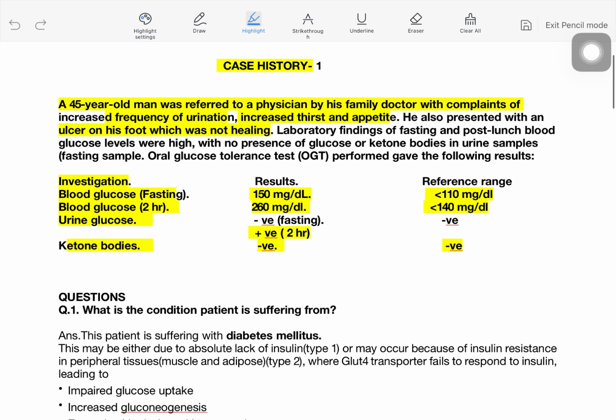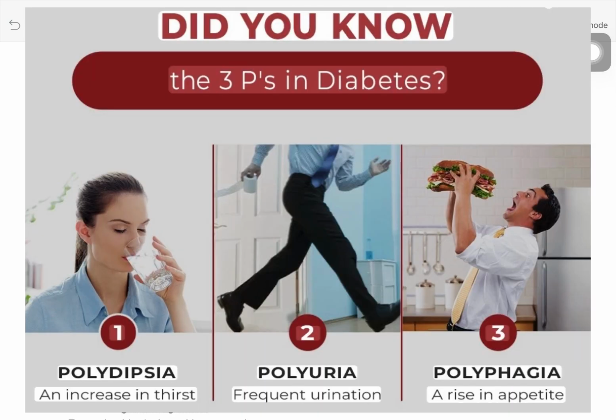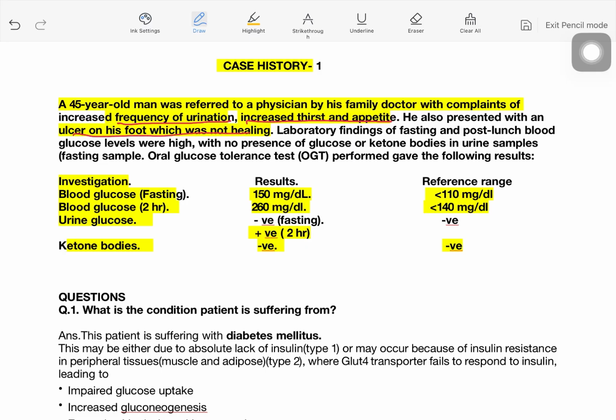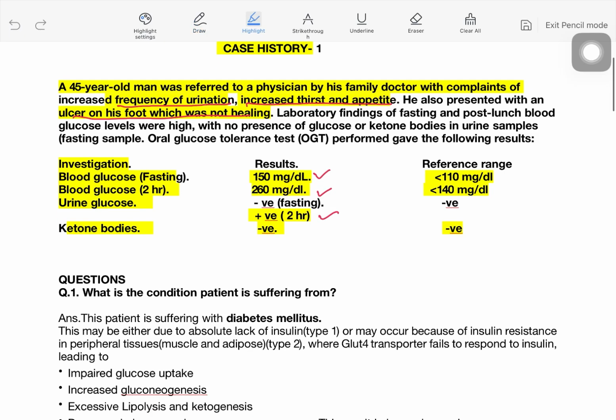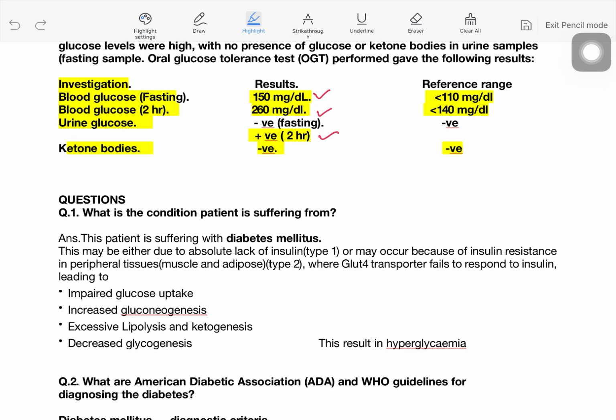So what condition is this patient suffering from? For diagnosis, think of his symptoms. Symptoms are polyuria, polydipsia, non-healing ulcer, as well as look at his lab results. Now let's answer the questions. So your first question is, what is your diagnosis? The diagnosis is diabetes mellitus.